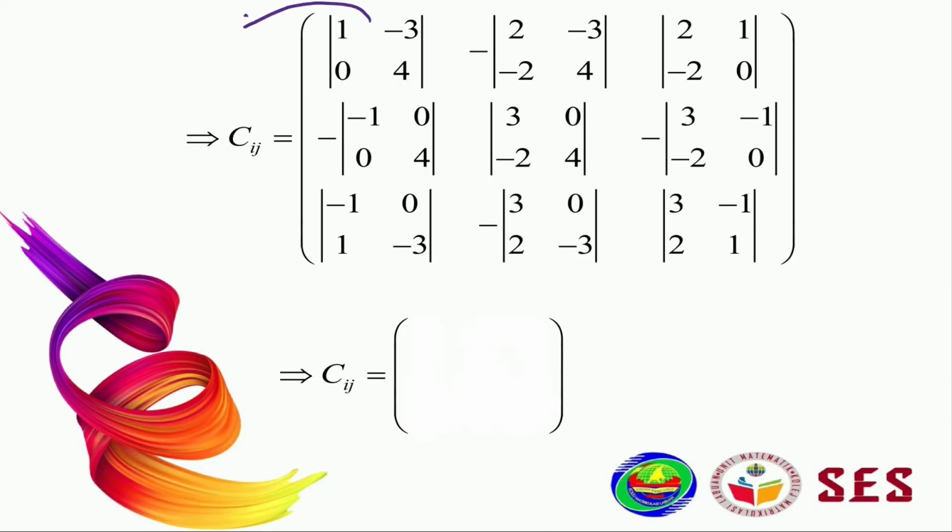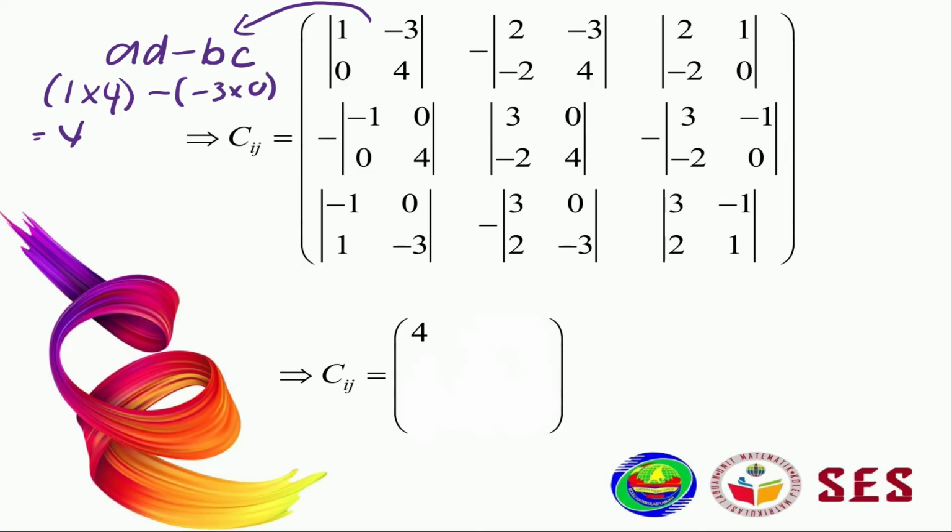Okay, next we need to find the determinant, so we can subtract AD and BC. So we got 1 multiplied with 4 minus negative 3 multiplied with 0, so you will get 4. And then we find for the first row and the second column, but don't forget that for cofactors we have a sign, so don't forget to multiply with the negative sign, so you will get the answer.